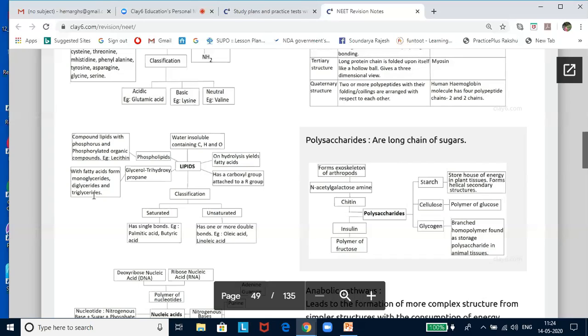Oils have lower melting point and remain as liquids. Example, gingerly oil. Fats, on the other hand, can become solidified at lower temperature. Example, coconut oil and ghee. Some lipids have phosphorus and a phosphorylated organic compound in them, and they are referred to as phospholipids. Example, lecithin.